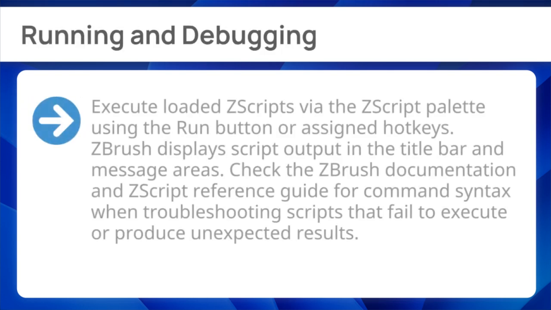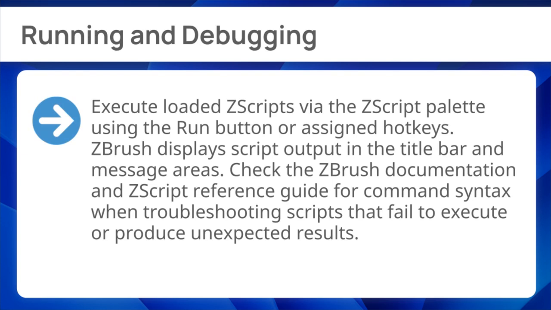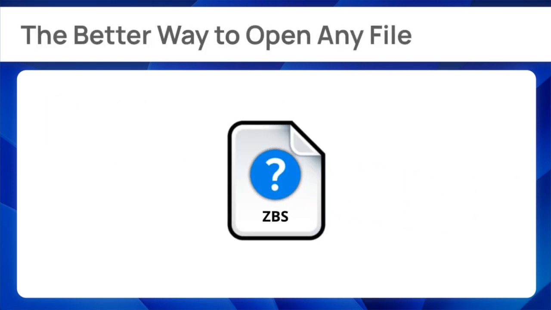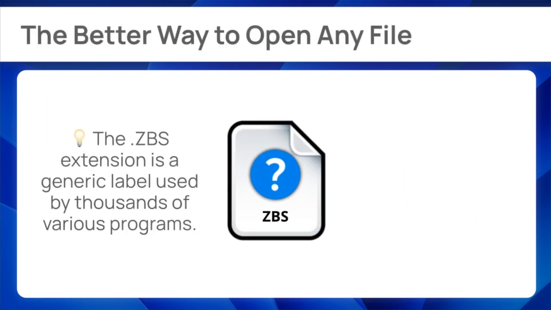Finally, running and debugging. Execute loaded ZScripts via the ZScript palette using the Run button or assigned hotkeys. ZBrush displays script output in the title bar and message areas. Check the ZBrush documentation and ZScript reference guide for command syntax when troubleshooting scripts that fail to execute or produce unexpected results.